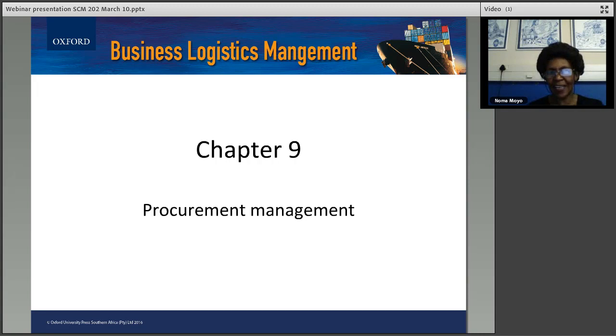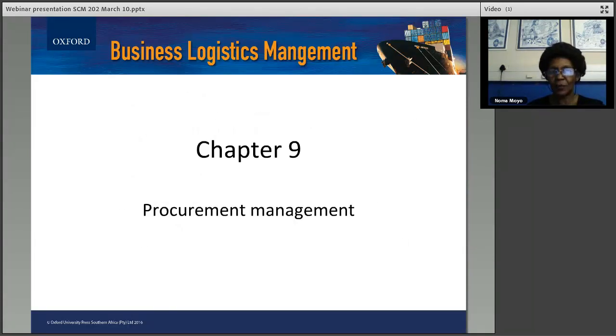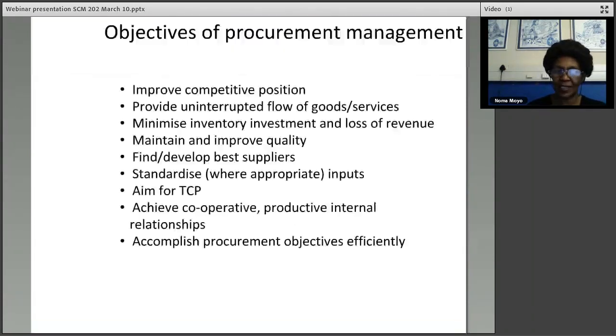That was the end of your assignment. So maybe just because SCM202 is long, I'll go through chapter 9 as well, because when we meet, it should be from chapter maybe 11 onwards, when we meet for our next. It's more to do with procurement.